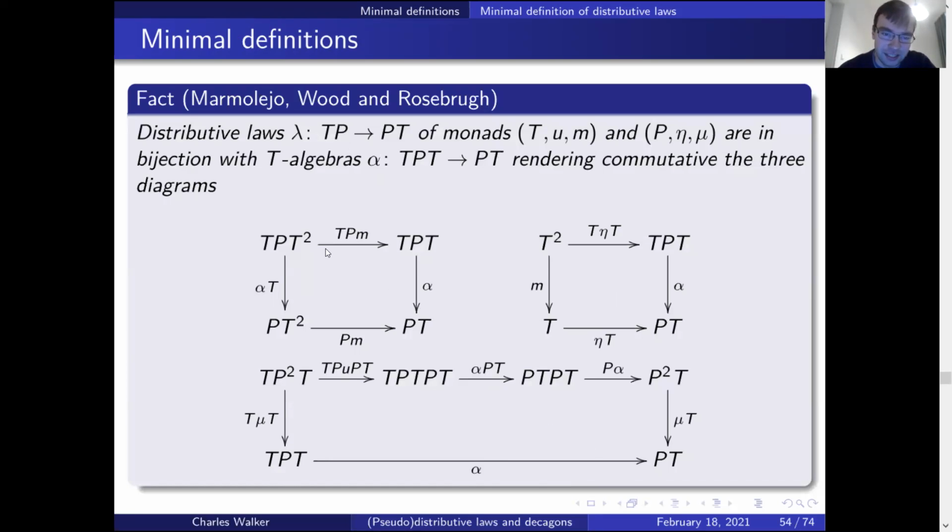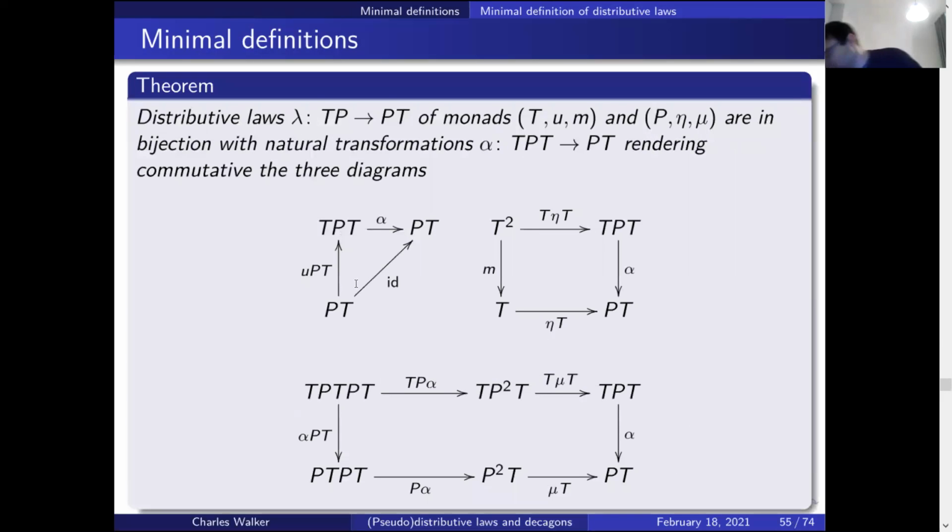And then you have this axiom, which just makes sure that this change of variables going between lambda and alpha is actually a bijection. Right. And so if we use decagon stuff, we get the following. Distributive laws in the sense of Beck, so lambda from PT to PT, are in bijection with natural transformations alpha from TPT to PT, rendering commutative these 3 diagrams, right? The triangle, the square, and the hexagon.